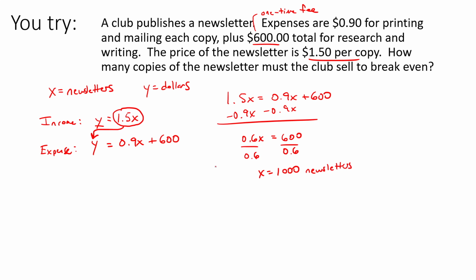Okay, so now we're going to go ahead and plug that back in. I'll put it in here because that's the easiest one. 1.5 times 1,000. Okay, and that's easy. That's just going to come out to 1,500. And so we know now y should equal 1,500. So let's just check the other equation.